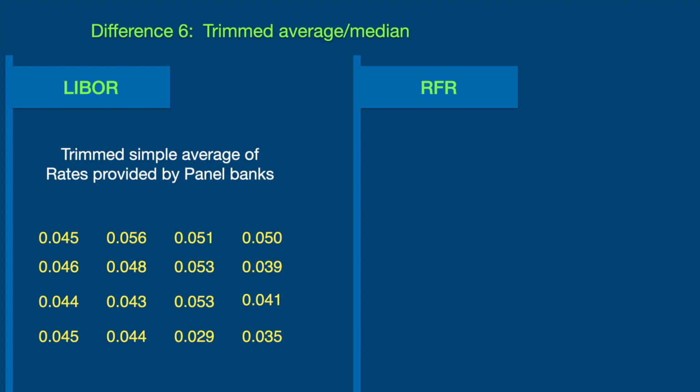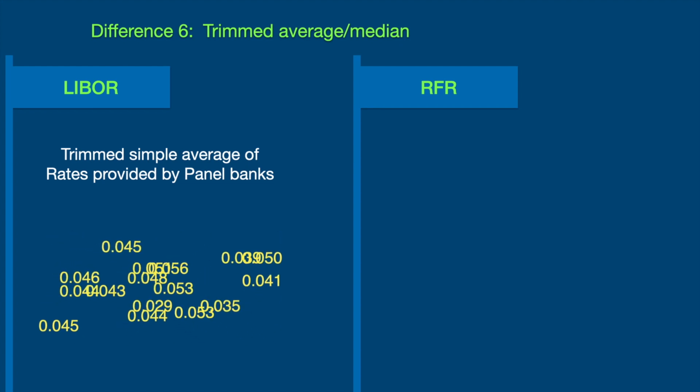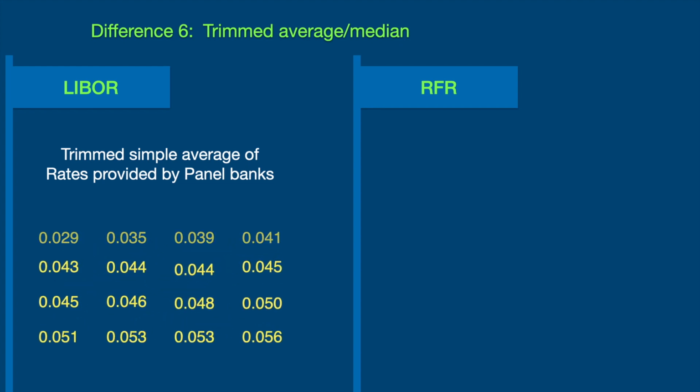You will order the submitted rates in ascending order. Discard the bottom 4 and the top 4 and then average the rest. The reason for the trimming is to ensure that the rates don't get influenced too much by the outliers, so it kind of reduces the risk of manipulation.